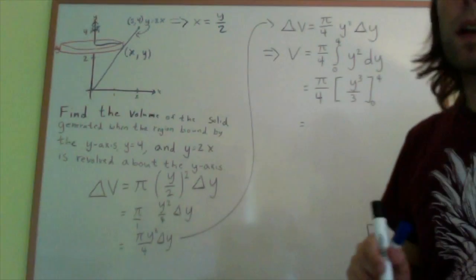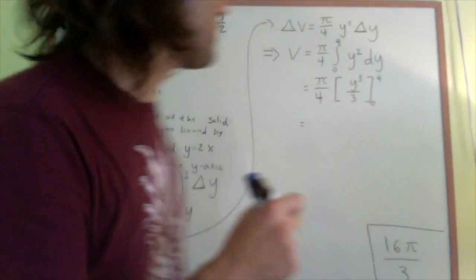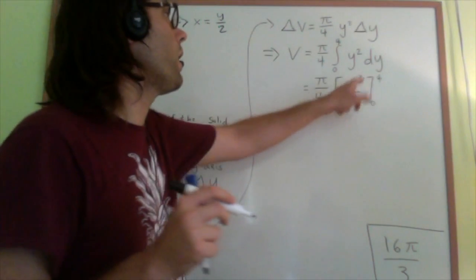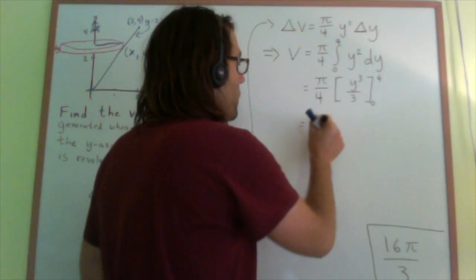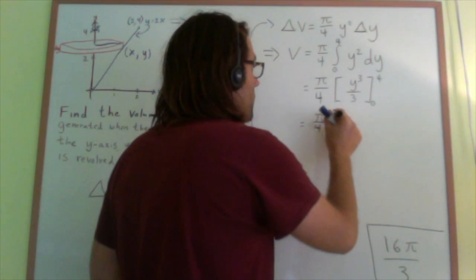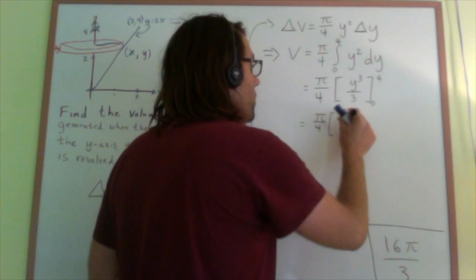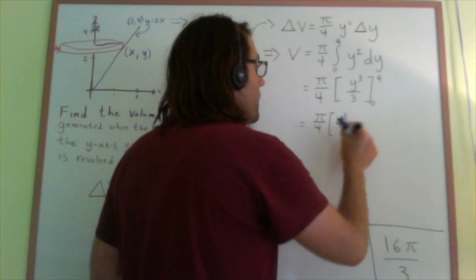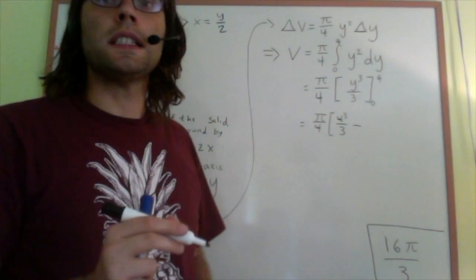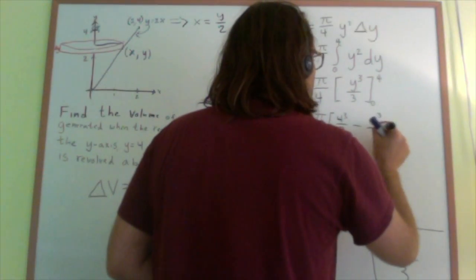Okay? And now it's just a matter of computation. Top minus bottom. So we have pi over 4, and then we have 4 cubed over 3 minus 0 cubed over 3.